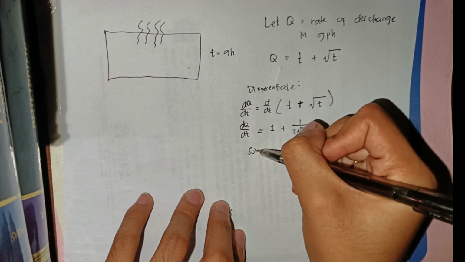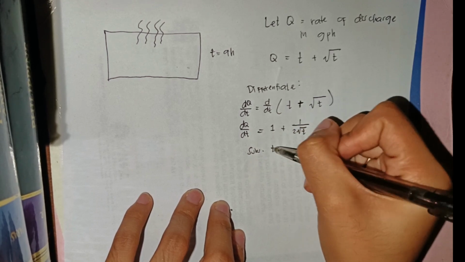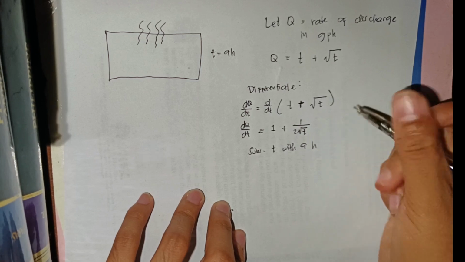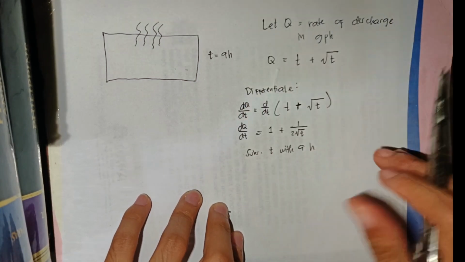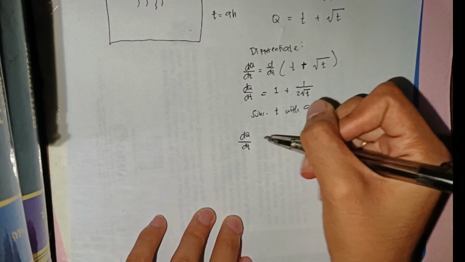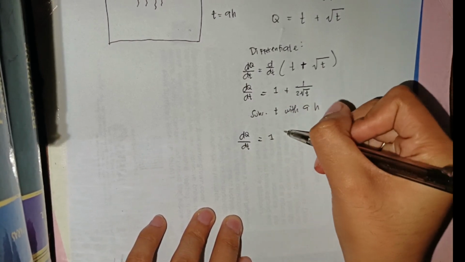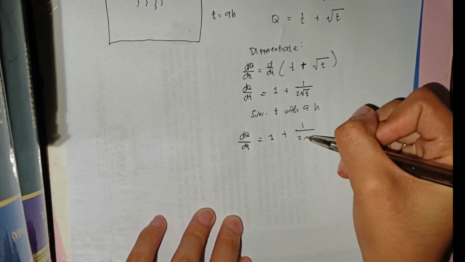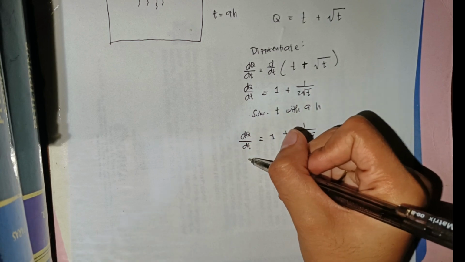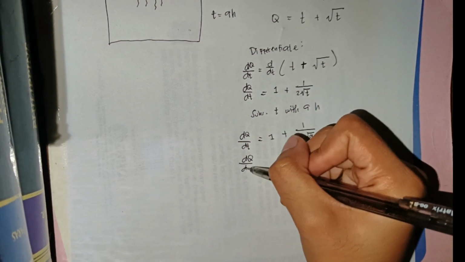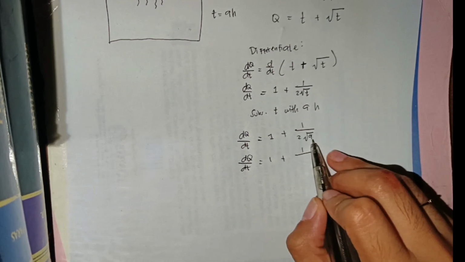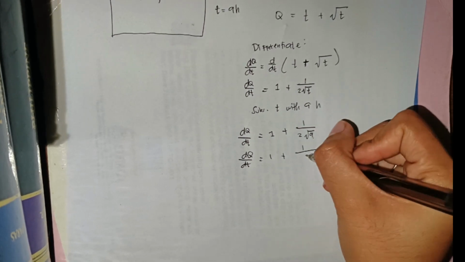Now, let's substitute t with 9 hours since 9 hours meaning din he. So, dq over dt is equal to 1 plus 2 square root of 9. So, may mo na square root of 9. So, may mo na siyang dq/dt 1 plus 1. Square root of 9 is 3, so 3 times 2 is 6.